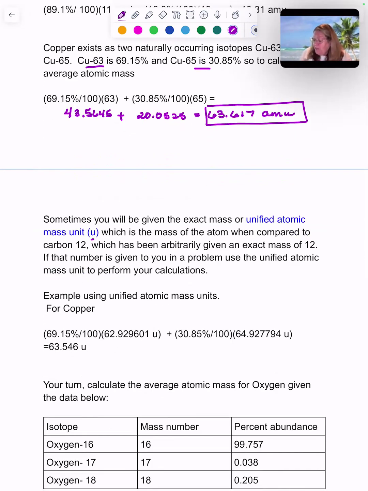We take the percent abundance divided by 100 times the mass of the isotope, and we add them up to get our U answer. So this is your turn. Let's go ahead and do one.